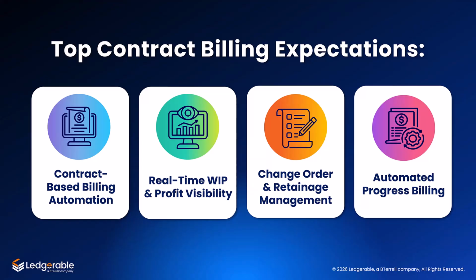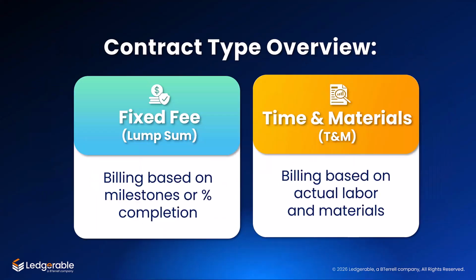So, as we go through today's session, there are 4 areas we will keep coming back to. So, building on those 4 areas, the next thing that really drives how billing works is a contract type. In Sage Intacct construction, there are 2 primary contract types: fixed fee contracts and time and materials contracts.